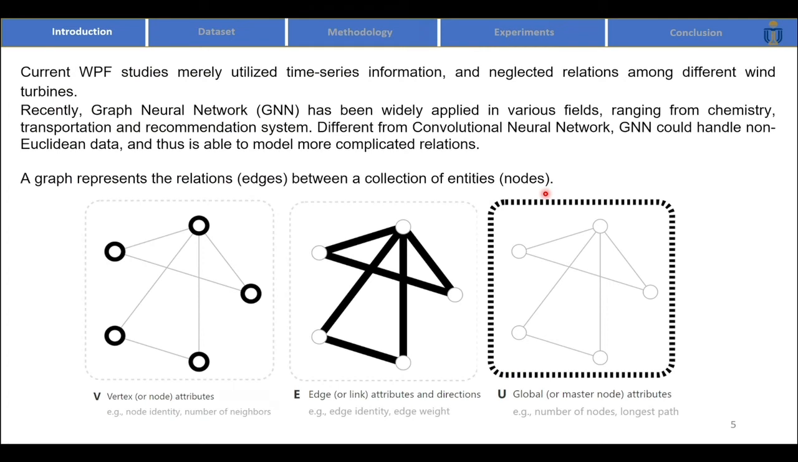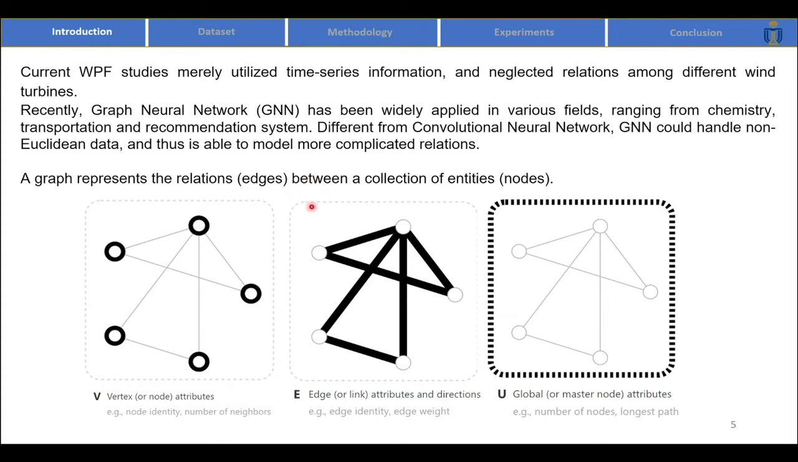The current WPF studies merely utilize time series information but neglect relations among different wind turbines. Recently, graph neural networks have been widely applied in many fields. Different from CNN, GNN can handle non-Euclidean data, and is able to model more complicated relations. A graph represents the relations between a collection of entities.